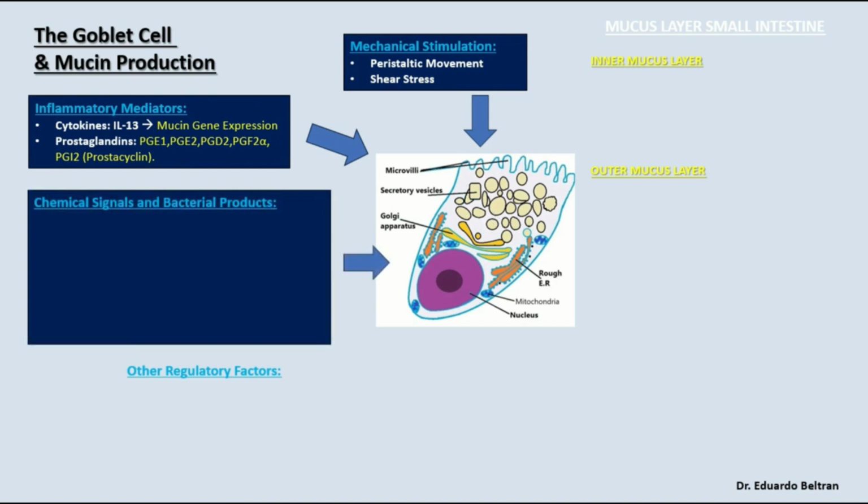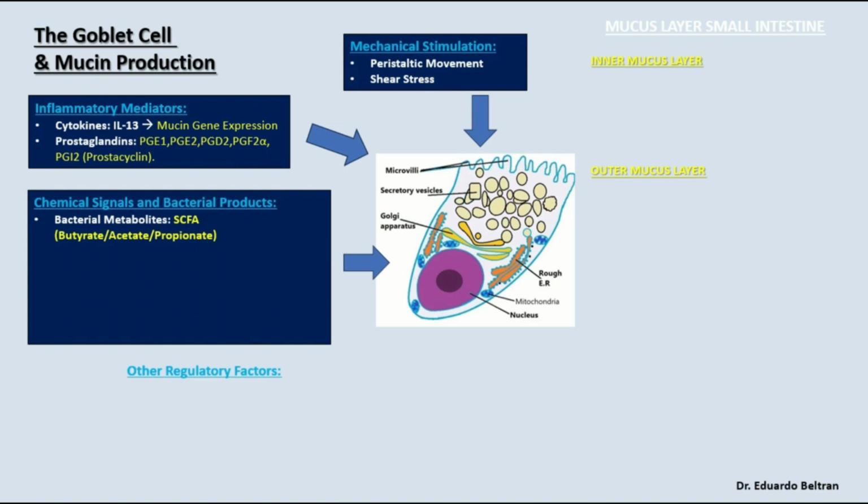Now, we also have chemical signals and bacterial products that stimulate the production of mucin. And here we can talk about metabolites made by fermentation, also known as short-chain fatty acids, that are made by many different types of bacteria that we have in our gut. We have three major forms of short-chain fatty acids here: butyrate, acetate, and propionate.